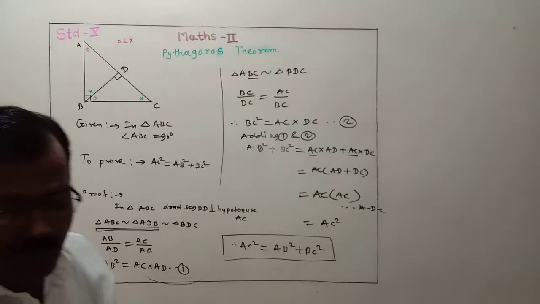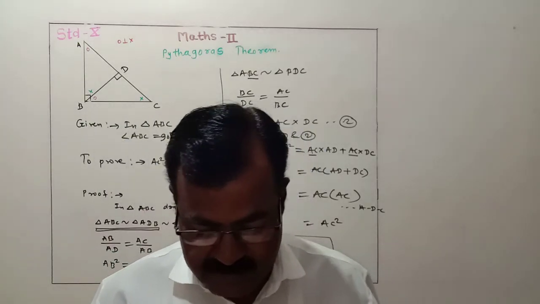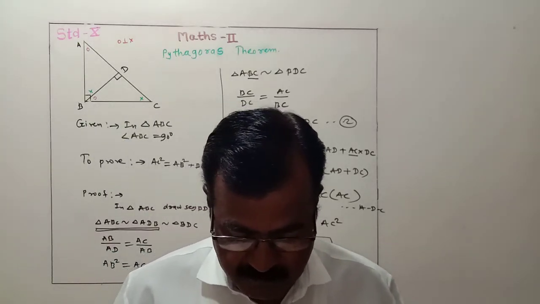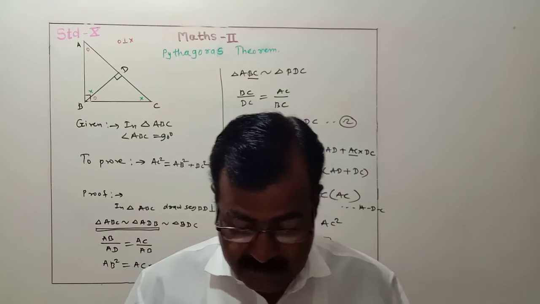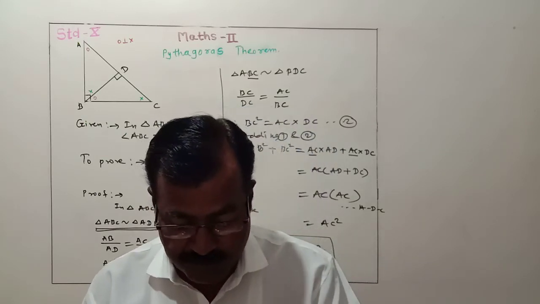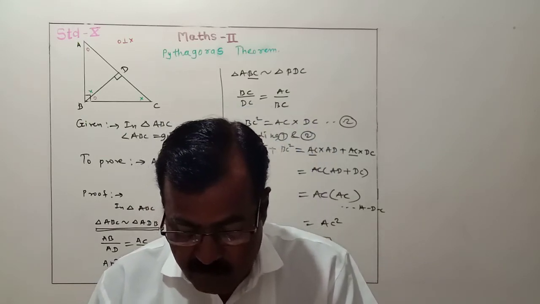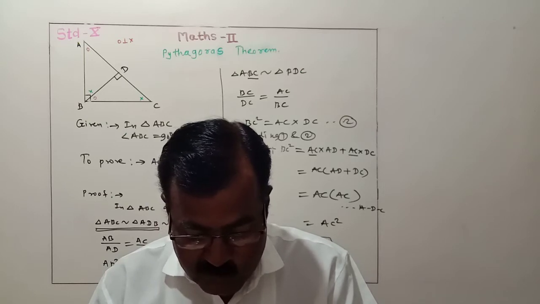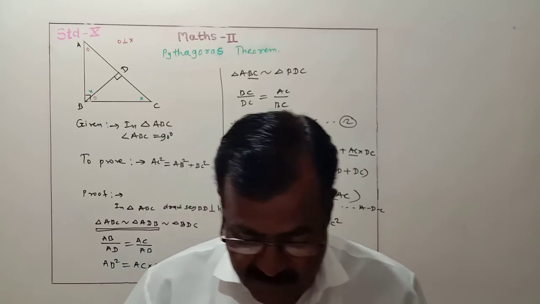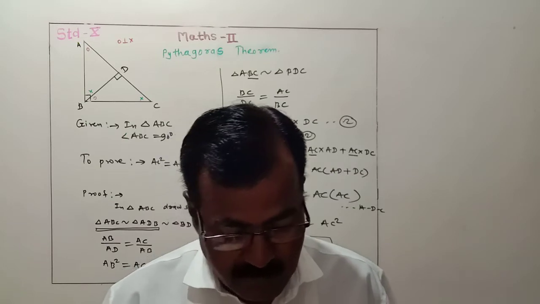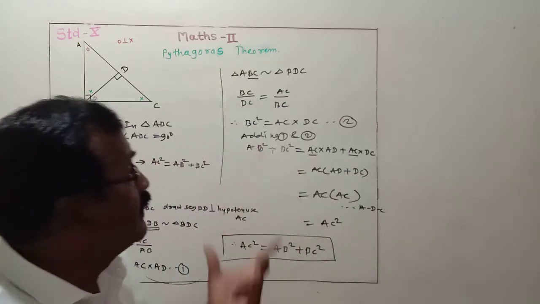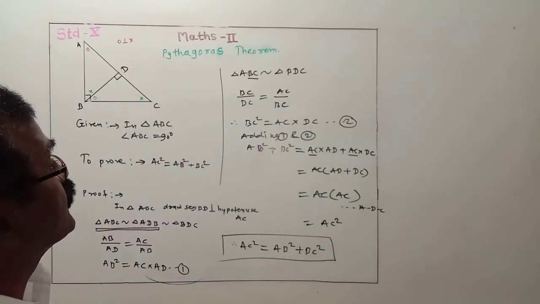For this proof, there is the converse of Pythagoras theorem. In a triangle, if the square of one side is equal to the sum of the squares of the remaining two sides, then the triangle is a right angle triangle. This is the theorem, and this is the converse of Pythagoras theorem.